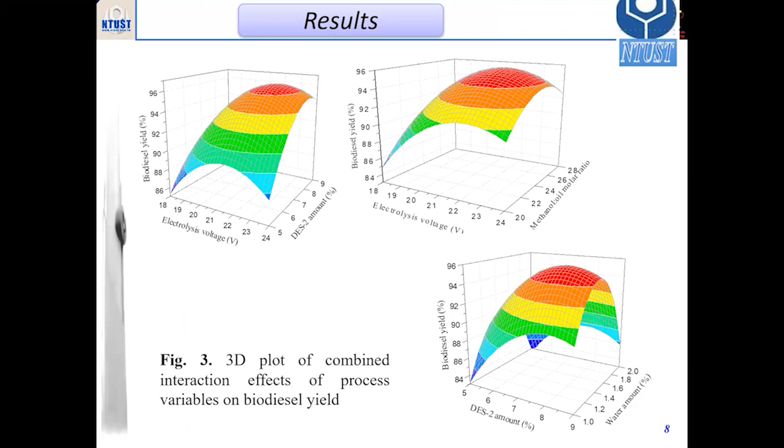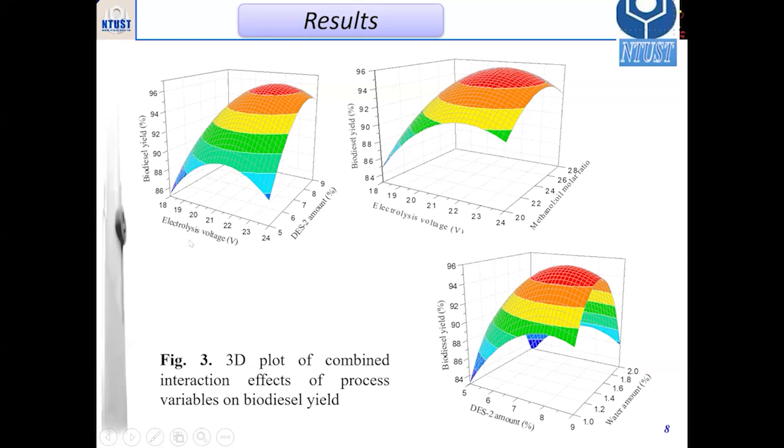Here is the 3D plot of the combined interaction effects of the process variables. We have 4 process variables, and here are the 3 plots of each. Before the optimum condition is obtained, the interaction of each increases, and after the optimum conditions, in the case of DS, there is a slight decrease after an excess amount of DS is added. This is due to the limited mass transfer during the electrolysis process.